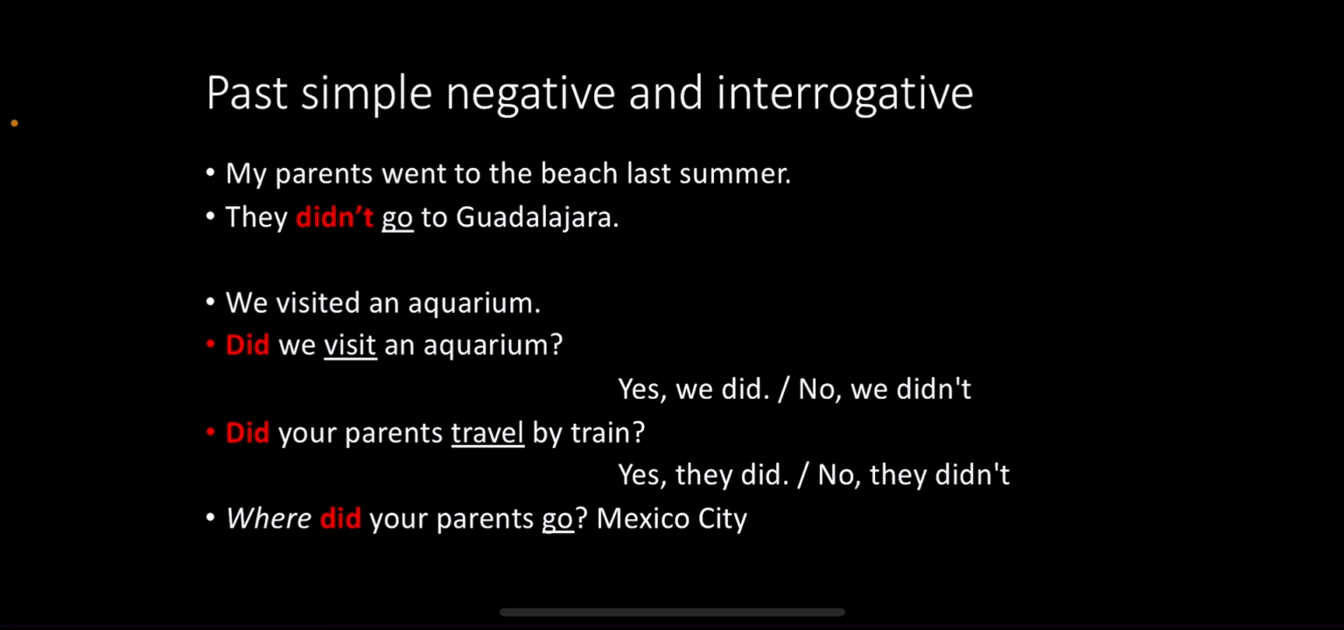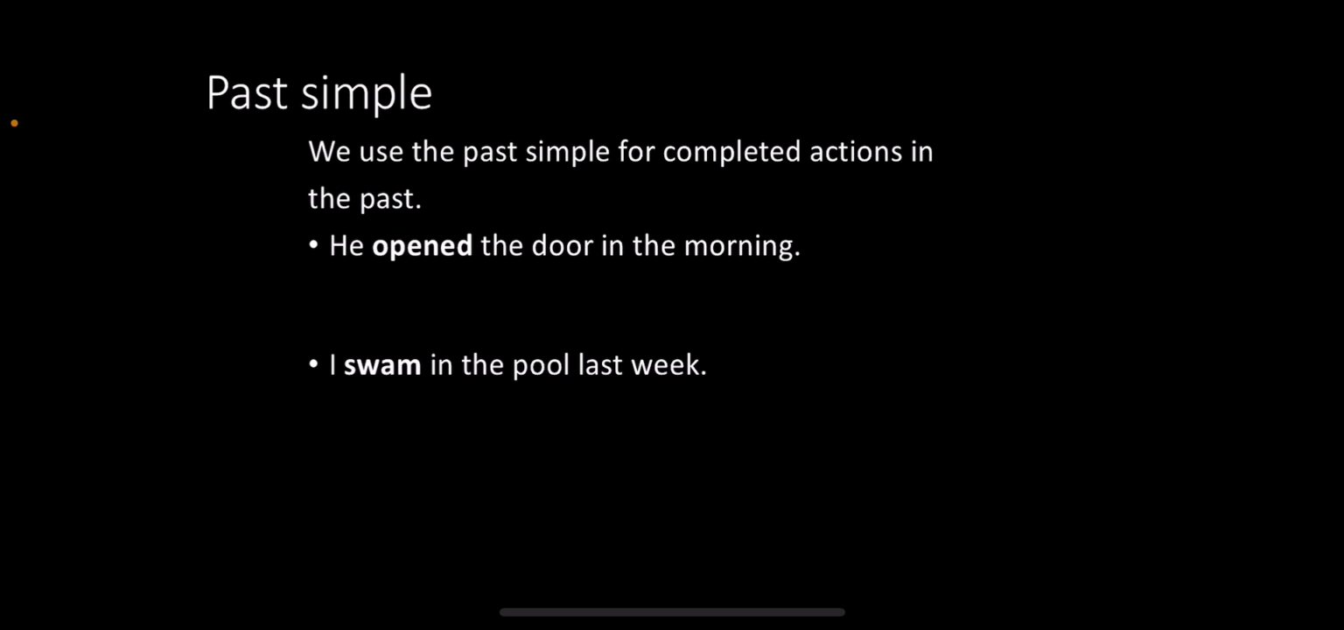Mexico City. When did your parents go? Last summer. Why did your parents go? Because they like Mexico City. How did your parents go? They went by airplane. They went by car. Yeah. So you can include that information with what, when, where, and many other words to ask for more specific questions. So let's check if you can do it.